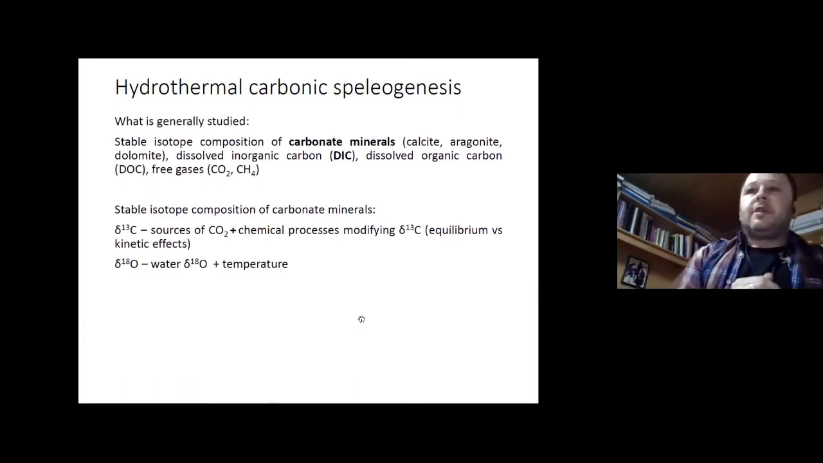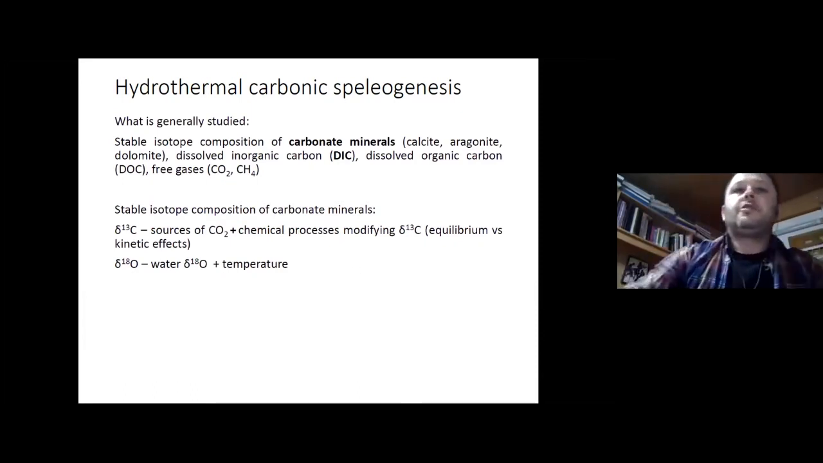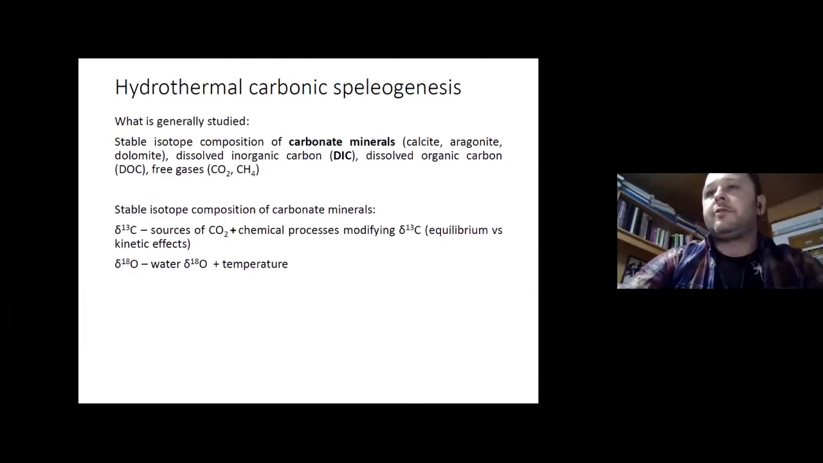In terms of stable isotopes in this kind of system, what is generally done is the study of the stable isotope composition of the carbonate minerals. That's the most commonly applied. Although, as I said, if we have access to the groundwater of this kind of system, we can also study the stable isotope composition of the dissolved inorganic carbon or dissolved organic carbon if there is, or also the stable isotope composition of the free and dissolved gases available in the system, which can give us a lot of information about how this system functions.